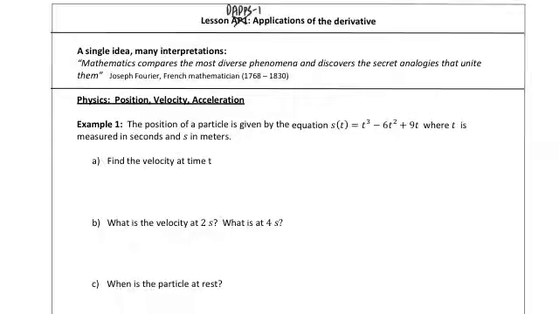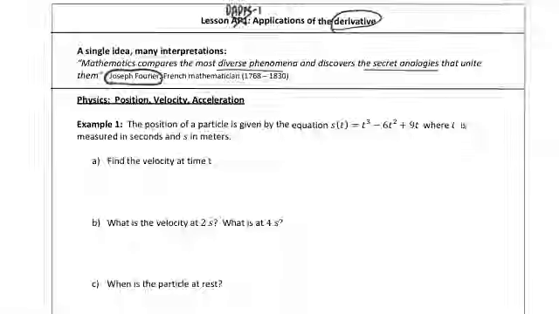As Joseph Fourier, a very famous French mathematician, has said, mathematics compares the most diverse phenomena and discovers the secret analogies that unite them. So we've been studying the derivative, and now you understand a lot about what the derivative is and how to find the derivative mathematically, what all of that means. And now you're going to see that that one mathematical idea can be applied to so many different subjects.